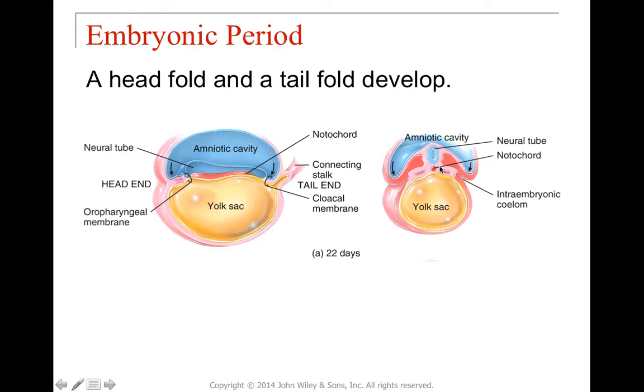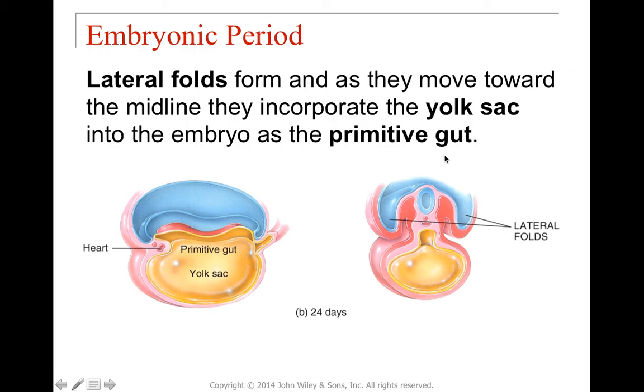Now, this here, again, that's going to be the notochord. Above that, the neural tube. And then above that, this region is the amniotic cavity. This section here is going to be the coelom, the intraembryonic coelom. And then these guys here are going to turn into somites, etc.